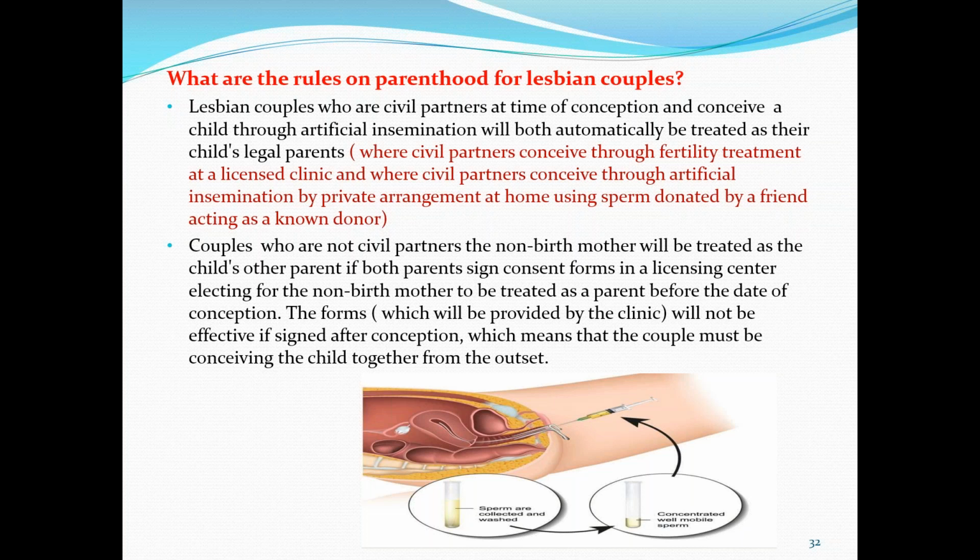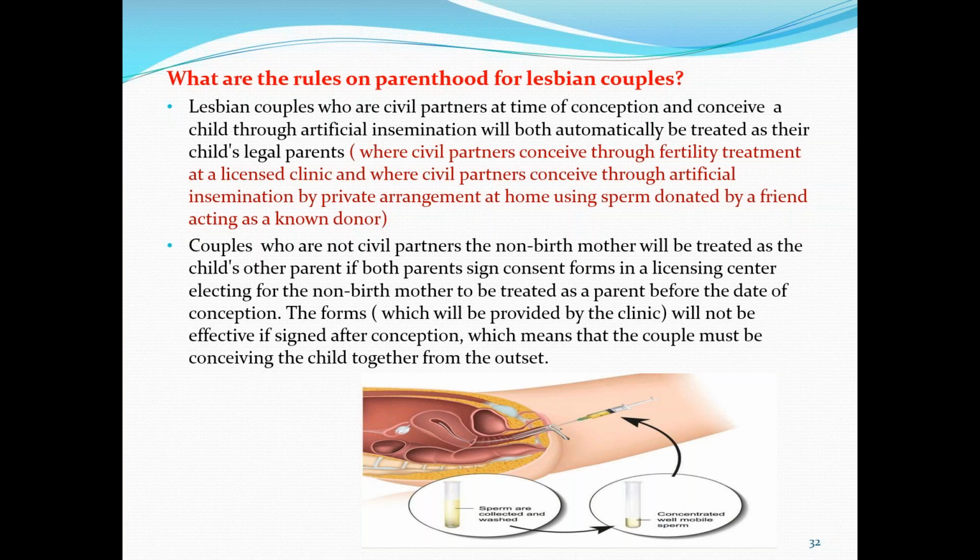But if they are not civil partners, what will be the condition? The non-birthing mother will be treated as the child's other parent, but this means that both parents sign a consent form in a licensed center electing that the non-birth mother be treated as a parent before the date of conception. This form needs to be fulfilled before conception. It will not be taken into consideration if it is signed after the conception.